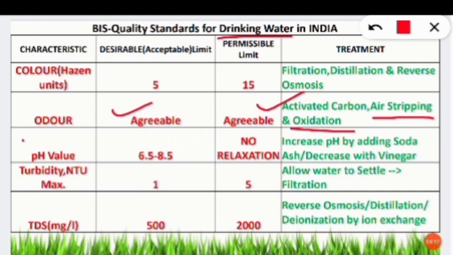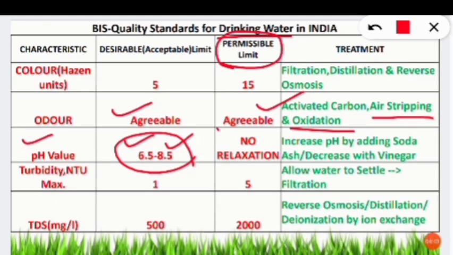Next comes the pH value. pH should be properly in between the acidic and alkaline levels. The BIS says the standard is between 6.5 to 8.5. 6.5 means it is less than 7, coming into the acid range, and 8.5 means it is coming into the alkaline range. So it should be in between these. What is the relaxation, that is, the permissible limit? There is no permissible limit. They are telling that the pH value must be between 6.5 to 8.5 for drinking purposes.